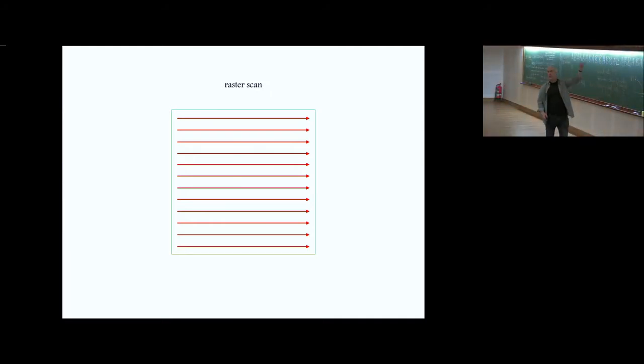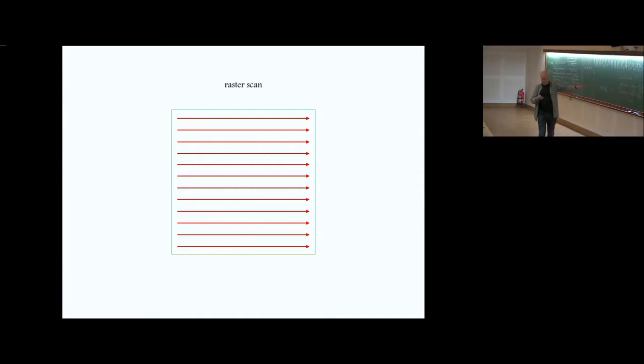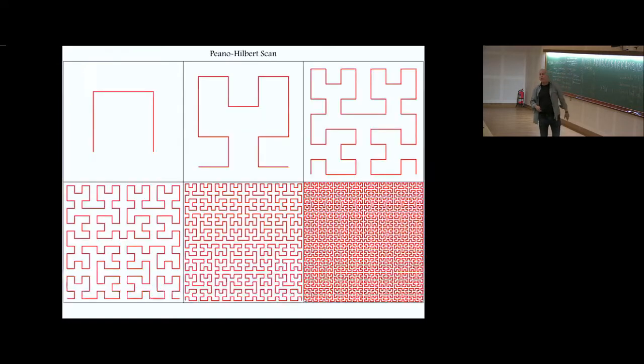So you could do this called a raster scan. There's also a rain scan, doing it on the diagonal. I don't want to talk about that, but there's a nice way, called the Peano-Hilbert scan, which is a recursive way of making a space-filling curve. You can do it in any dimension, on a square lattice of 2 to the n by 2 to the n, by 2 to the n by 2 to the n if you want to do it in higher dimensions. And it looks like this.